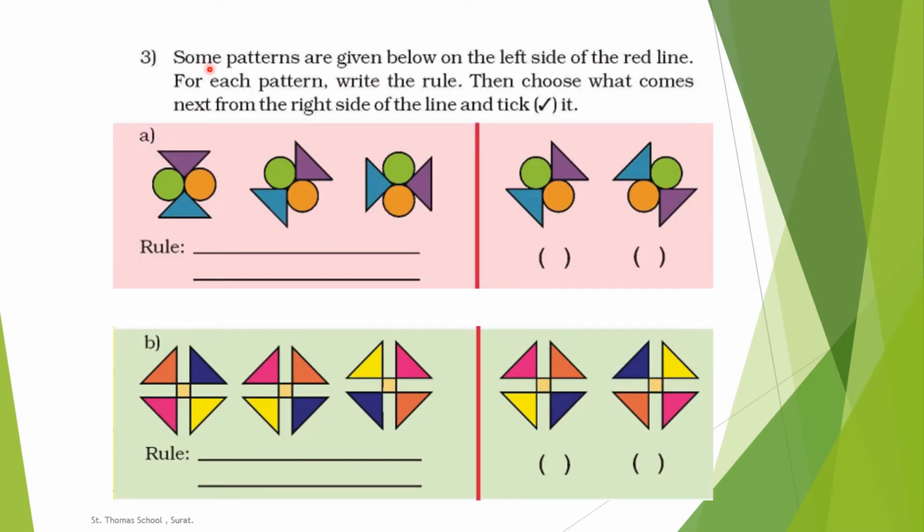Some patterns are given below on the left side of the red line. For each pattern, write the rule, then choose what comes next from the right side of the line and tick it. Clear? So it is in page number 102 of your textbook. Now you can see the first picture that has been given to you. It has been rotated at a 45-degree angle.